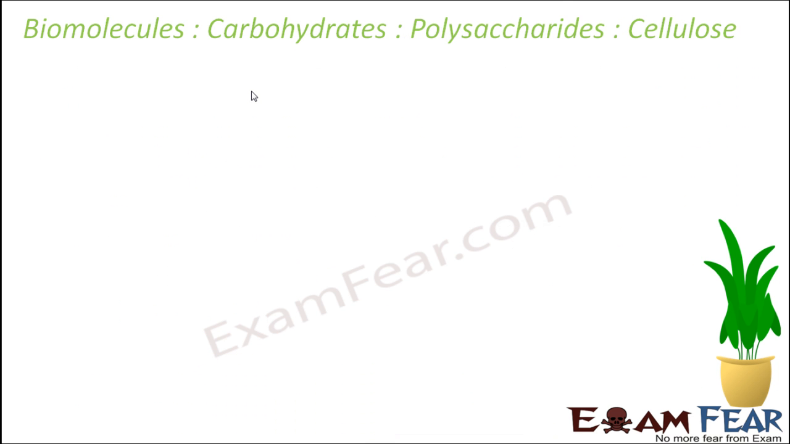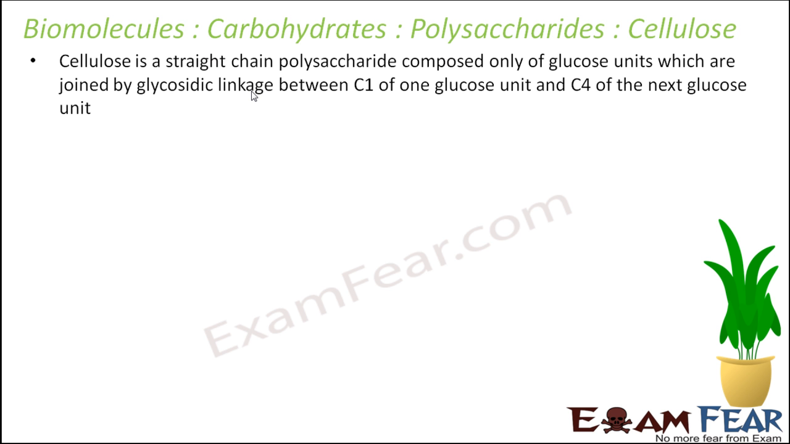Let us talk about the next polysaccharide, that is cellulose. So cellulose is a straight chain polysaccharide composed of glucose units which are joined by glycosidic linkage between C1 and C4 of the next glucose unit. So this is very similar to the structure of amylose. So here also you have C1 C4 linkage. Here also you have only glucose units.